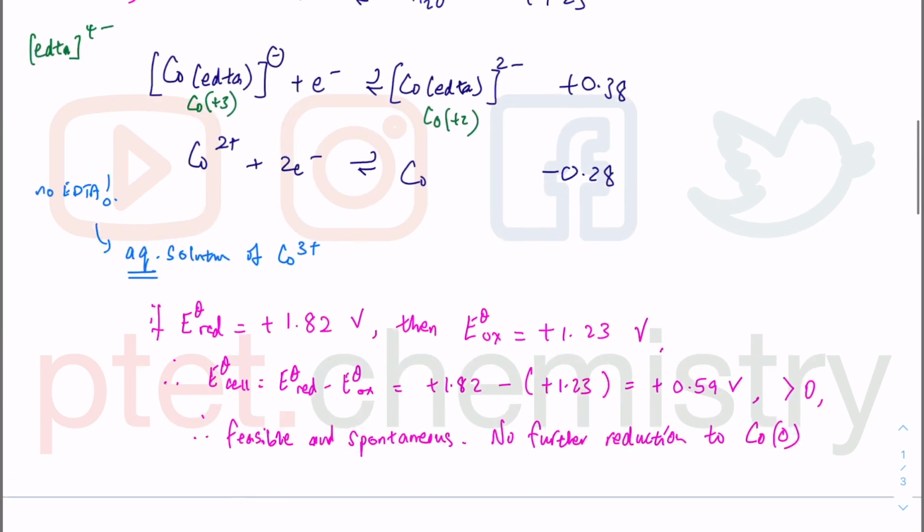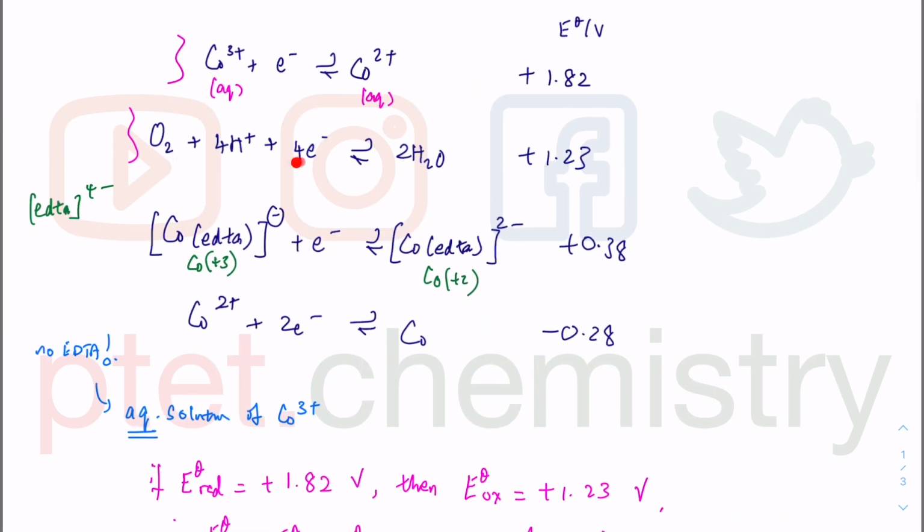So remember we had compared with oxidation in the atmosphere. This is oxygen in the atmosphere going to water. So there's plus 1.23 volt. If you want to reduce this, then this is the E-red and this is the partner. So this is the E-ox and this is less positive than this. So the E-ox is plus 1.23 volt.